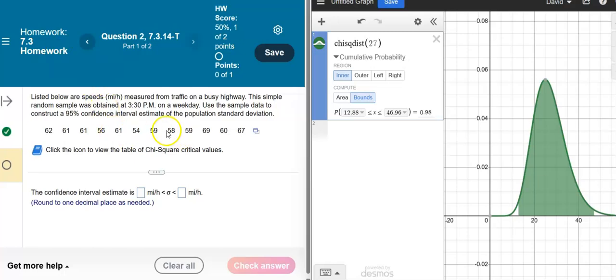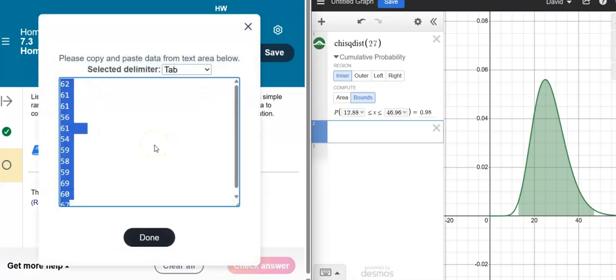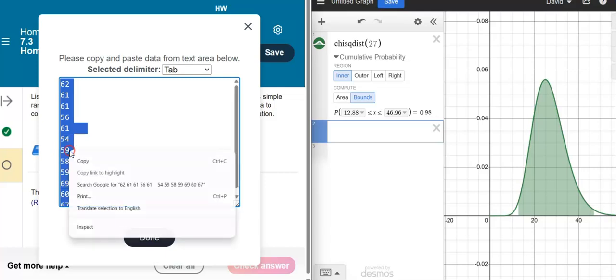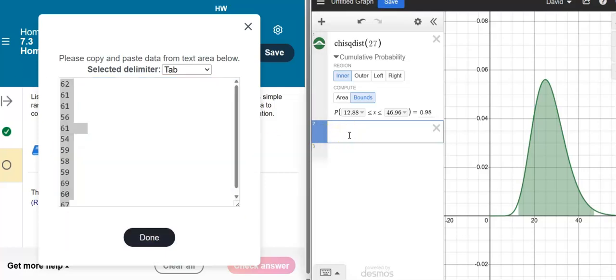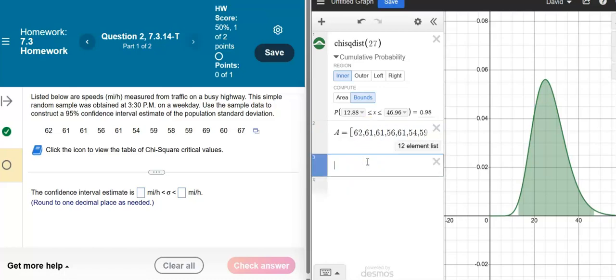Hey class, for this last example from the chi-squared distribution and confidence intervals about a sample standard deviation or a population standard deviation, I want to show you how to do it with a data set. So I'm going to copy this to the clipboard, Control C, or you can right click there and go to copy. I like to call my data sets A, just capital A equals, and then when you paste it in there, it automatically pastes it within the brackets. So there is my data set A.